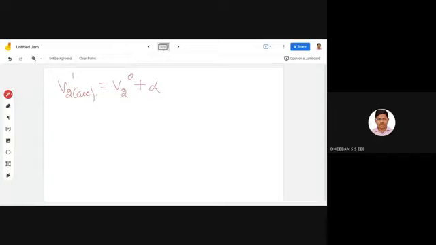Okay, so what you will be getting is the same value because alpha will be one. So here you will be putting V2 1.